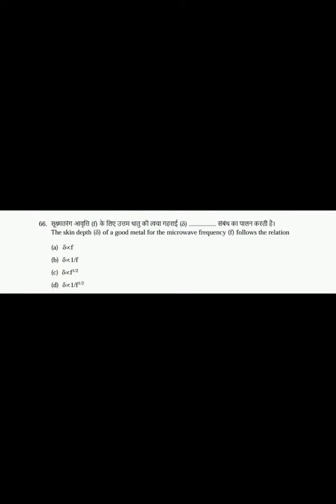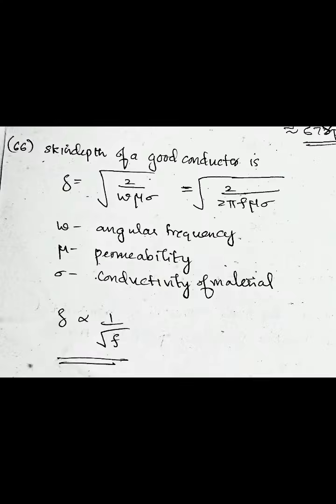Next question is, the skin depth of a good metal for the microwave frequency follows the relation. The skin depth of a good conductor is delta equal to square root of 2 divided by omega mu sigma, that is equal to square root of 2 divided by 2 pi f sigma mu. Here omega is the angular frequency, mu is the permeability, sigma is the conductivity of the material. So skin depth is proportional to 1 by square root of f. That is, delta is proportional to 1 by f raised to 1 by 2.